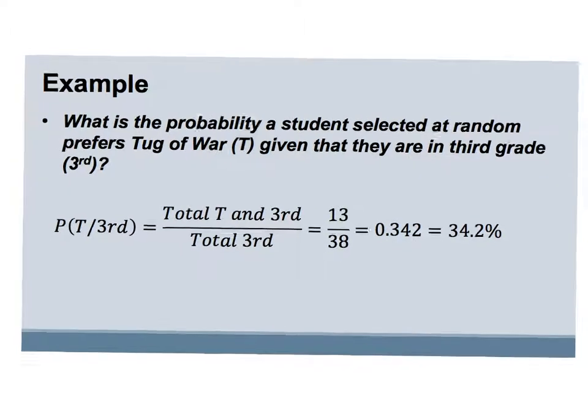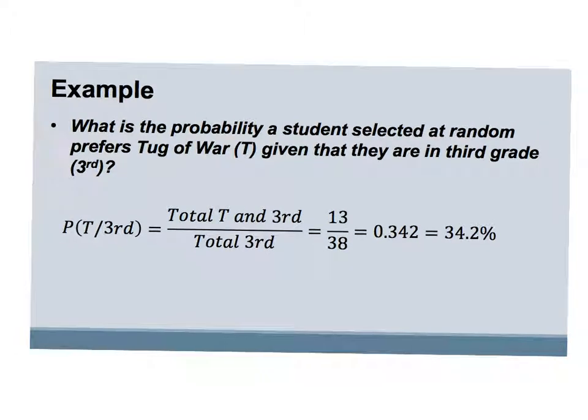Now here's our first given one. What is the probability a student selected at random prefers tug of war given they are in third grade? Well, like I said, when you have a given one, it changes your total. So see how this is not 212? That's because they were given that they're in third grade, and the total number of third graders was 38. So given changes your total. So then I want to know, out of those 38, how many like tug of war?